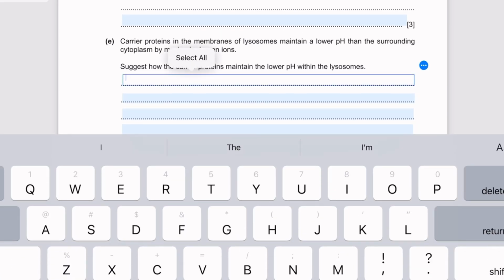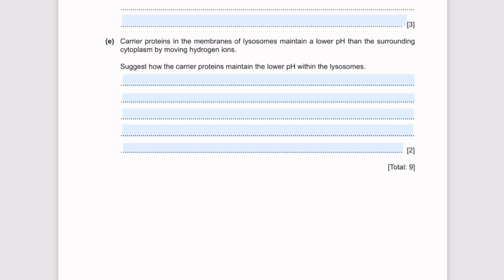Carrier proteins in the membranes of lysosomes maintain a lower pH in the surrounding cytoplasm by moving hydrogen ions. Okay, so just how carrier proteins maintain a lower pH within lysosomes. I don't think we need to get too surprised. Maybe the lysosomes have to maintain a lower pH for specific enzymes, I guess. But the question already mentioned the answer, lower pH, so it's bound to be confusing. That's fine. What we need to do here is write down whatever we can think about, because we're trying to gain as many marks as possible.